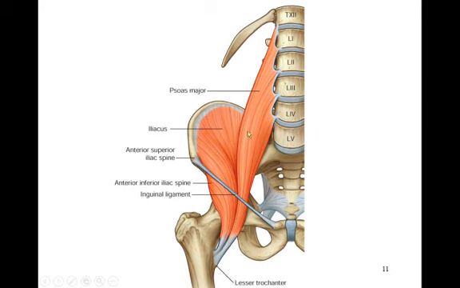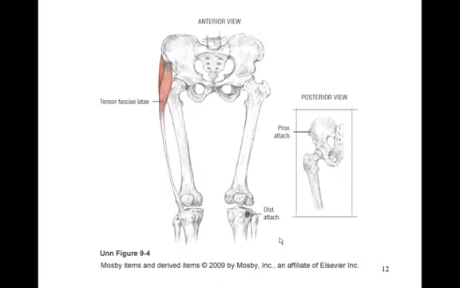So iliopsoas, very broad attachments, and coming down, attaching to the lesser trochanter. Of course, basically it does hip flexion, or if we're standing, it would do anterior pelvic tilt, which of course is closed chain hip flexion. We have the TFL, or the tensor fascia lata, coming off of the ASIS and the iliac crest, of course inserting into the iliotibial band, and that's actually extending all the way down to the knee. So of course many of these muscles have more than one action, and I'll talk about all their actions as we go.